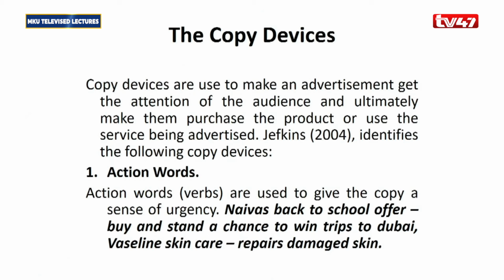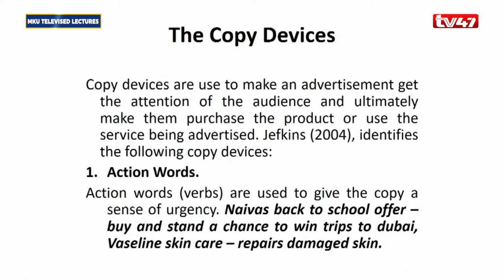The first one is the use of action words. And action words for advertisements, the reason they are used is they make the messages in the advertisement appear possible for the audience. If it is an action word, it means it is something that is doable. Take Naivas, they tell you buy and stand a chance to win something. So if I buy, I may win. You have the word buy, you have the word win. So buying is an action. So I'll go and buy what I need because after all, this is something that I can do, buy.